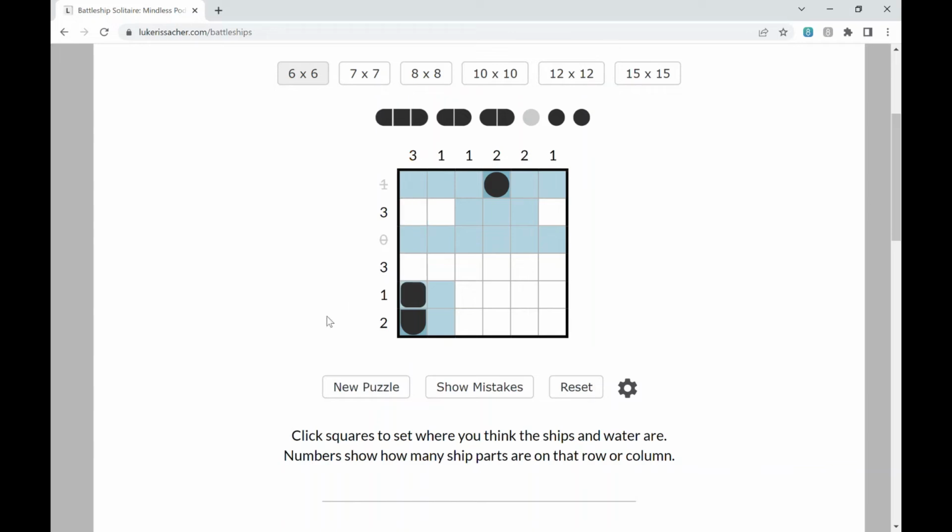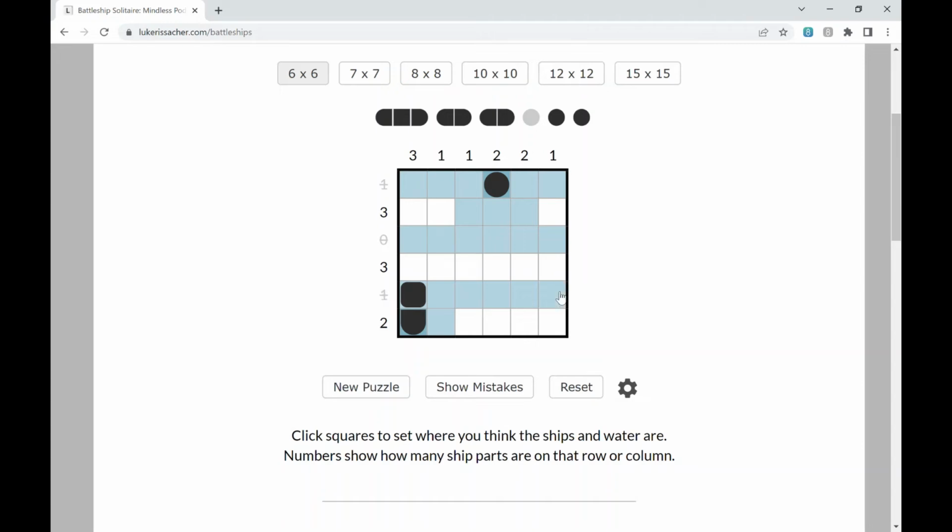Okay, so let's now go back to our previous rules and see if we can apply anything. So I would say, yes, we can indeed. We have rule number 1, the rest is water. If we look here, this row says there's only one segment of battleship here. We have our one segment, so therefore the rest is water. Let's fill them in. Very nice.